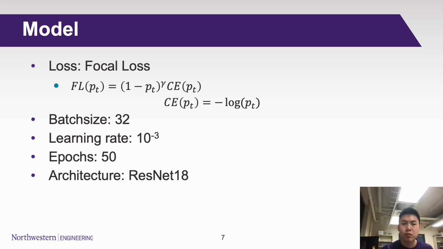For batch size, we use 32, and we set 10 to the power of -3 as the learning rate, and we train our model for 50 epochs. Most importantly, we use ResNet 18 as our model architecture. ResNet 18 is a deep convolutional neural network architecture that has shown great success in various CV tasks, including object detection and image classification.